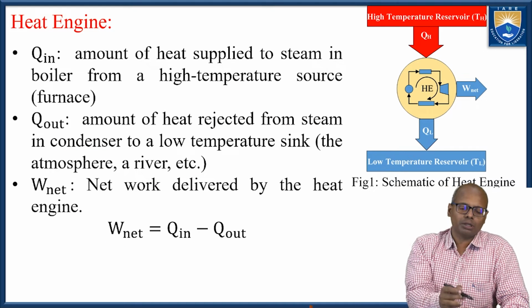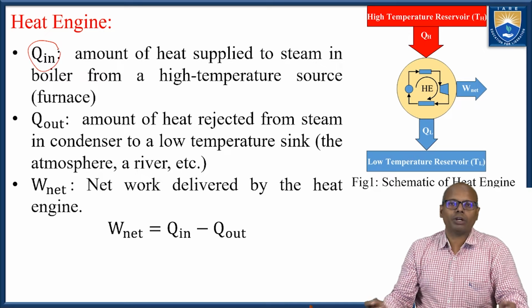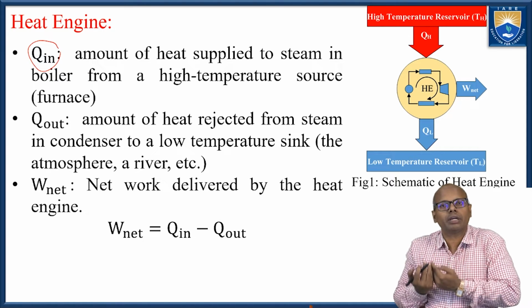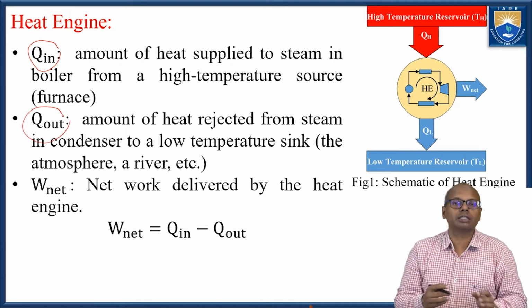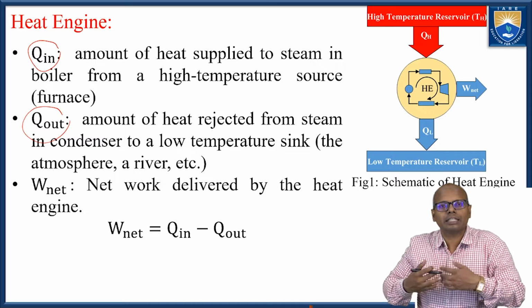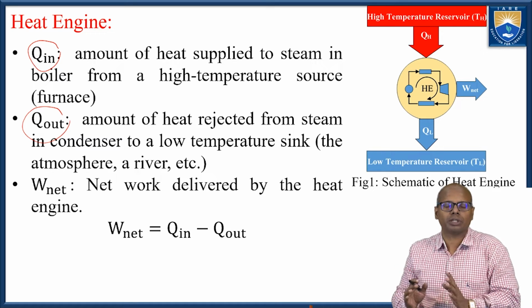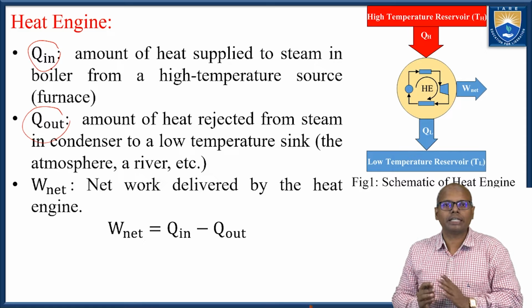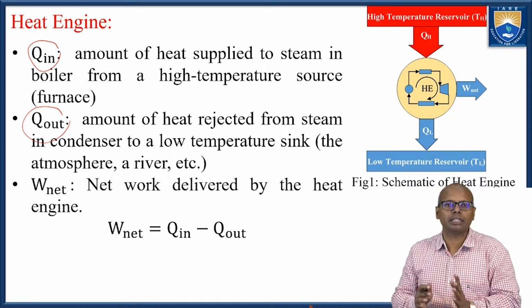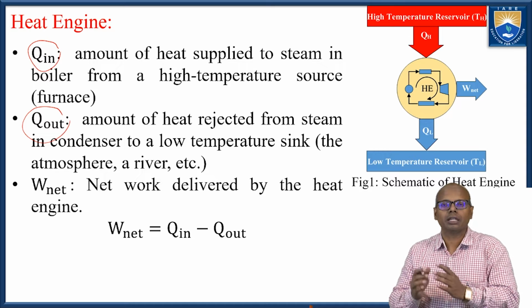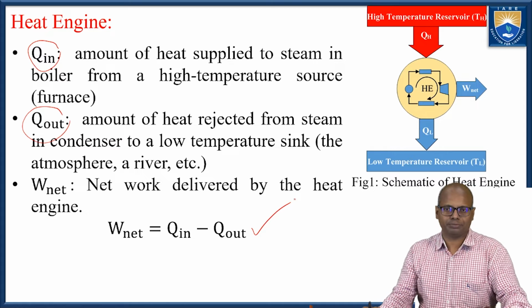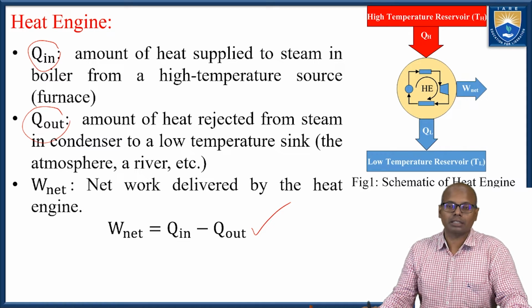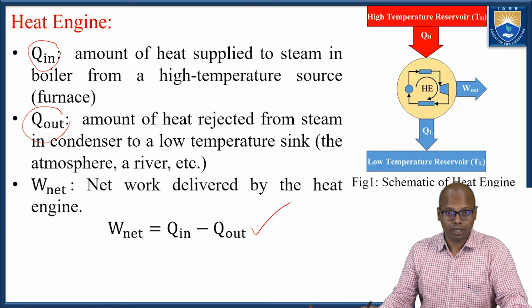Now here there are a few terms, called Q_in. This is the amount of heat that is taken by the heat engine during the cycle process, and Q_out is the amount of heat rejected by the heat engine into the atmosphere during the cyclic process. So the net work that the heat engine develops can be written as the heat input minus heat output. In a formula manner, this is the net work that the heat engine can develop.